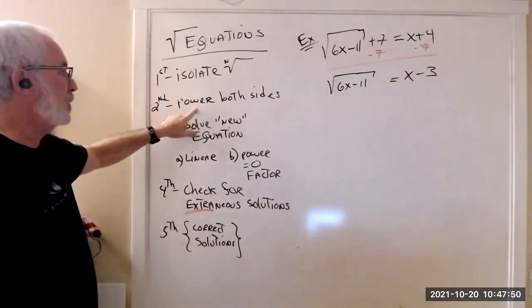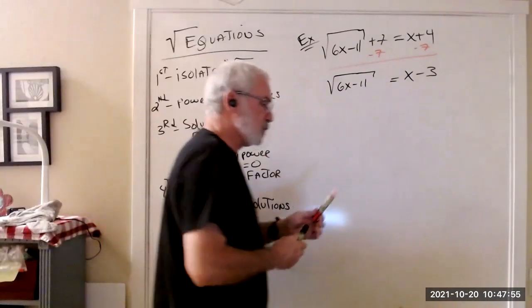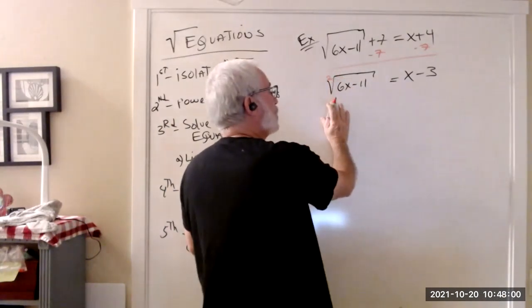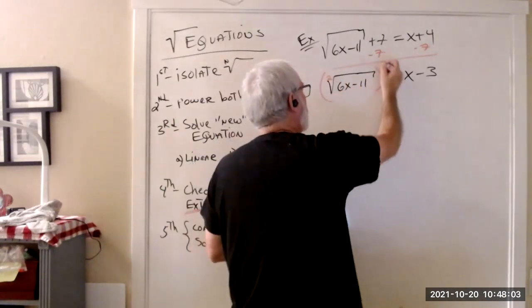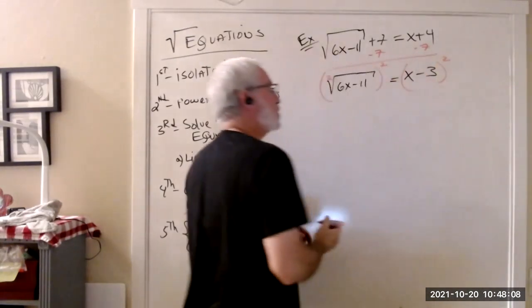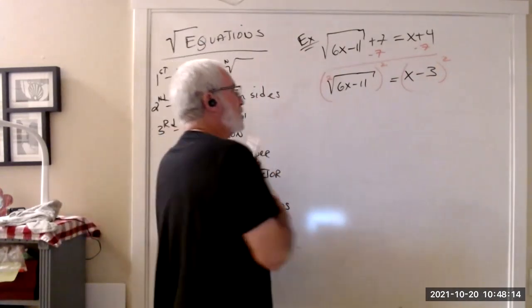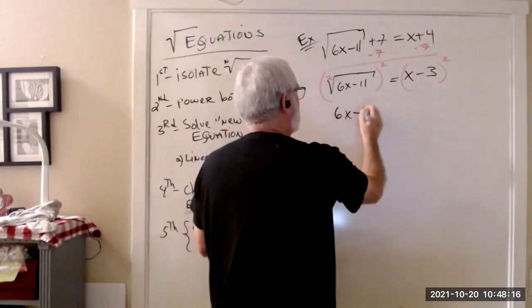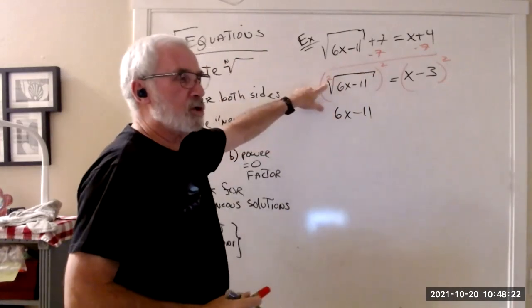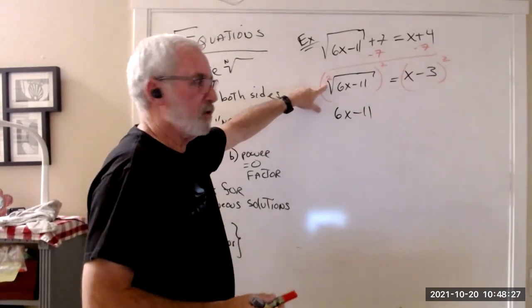Now, step 2, we need to power both sides. So this is where you have to recognize that this was a square root. And so the only thing that cancels out a square root is a square power. So you square power both sides. Okay. So on the left-hand side, this is easy. You get 6x minus 11. The square power and the square root cancel each other out.